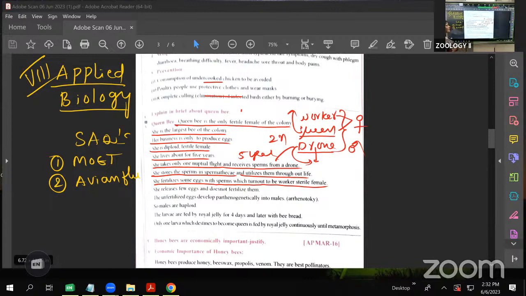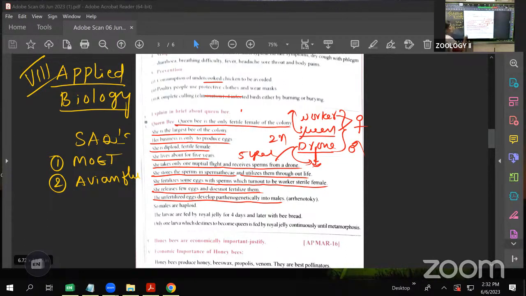Clear? Next, she releases a few eggs and does not fertilize them. Next, the unfertilized eggs develop parthenogenetically into males, the drones. Drones come from the unfertilized eggs.